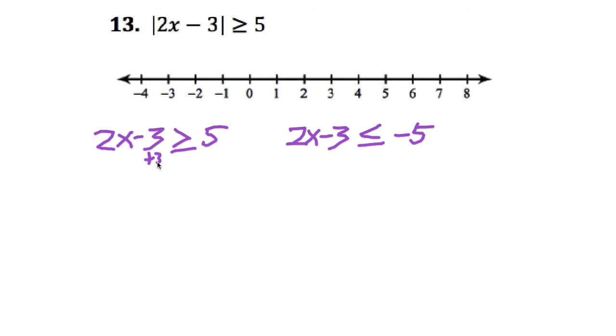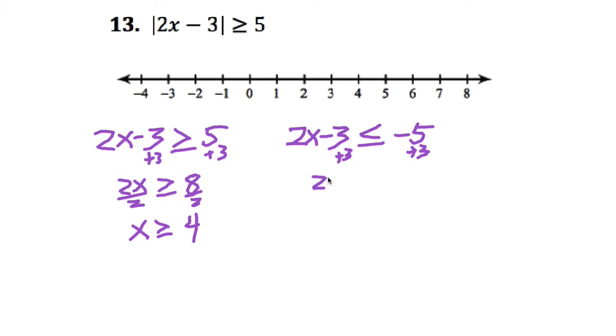I'm going to add 3 to both sides here to get 2x is greater than or equal to 8. And then I'm going to divide both sides by 2 to find that x is greater than or equal to 4. Now to the other one. I'm going to add 3 to each side and find that 2x is less than or equal to negative 2. And I'm going to divide both sides by 2. Remember, if you divided by a negative, you'd have to flip this. We don't have to in this case. So x is less than or equal to negative 1.